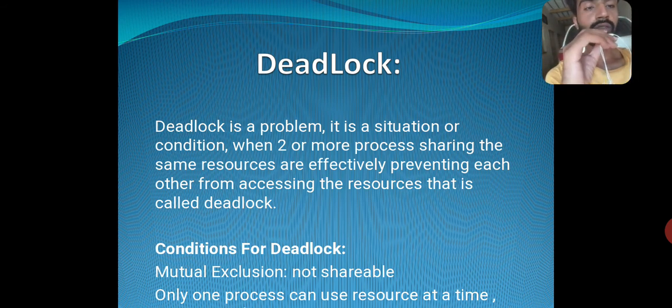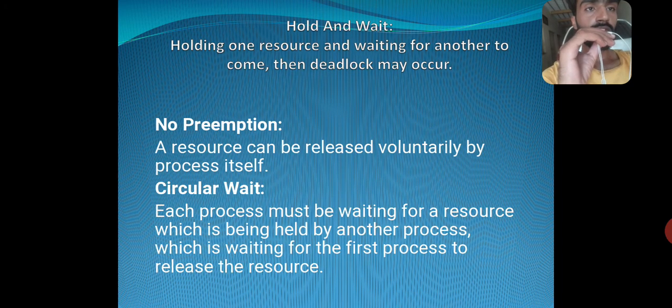Conditions for deadlock. Mutual exclusion: not shareable, only one process can use a resource at a time. Hold and wait: holding one resource and waiting for another to come, then deadlock may occur. No preemption: a resource can be released voluntarily by the process itself.